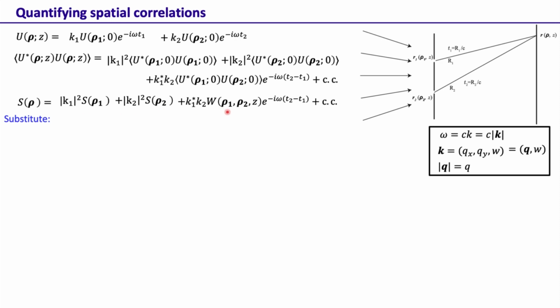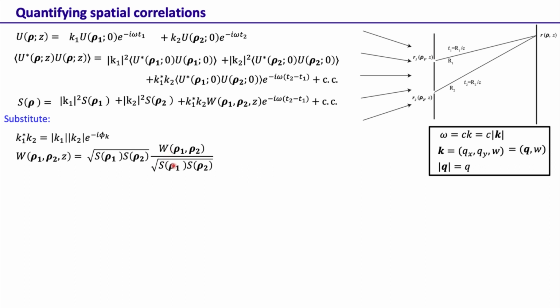Okay, so we can simplify this in exactly the same manner as we did for time. Here we substitute k1* k2 as |k1||k2| e^{iφk}, and we write this cross-spectral density function W(ρ1, ρ2, z) by multiplying it in the numerator and denominator by the square root of S(ρ1) S(ρ2). This quantity we recognize, we defined it last time. This is the degree of spatial coherence, μ(ρ1, ρ2). This is in general a complex quantity, so we can also write it as its modulus and its argument: the square root of S(ρ1) S(ρ2) times the modulus of μ(ρ1, ρ2), the degree of coherence, times e^{i arg μ}.